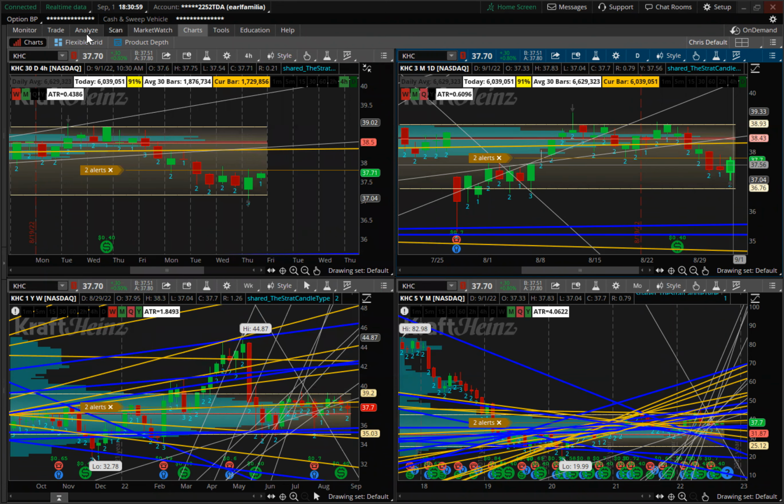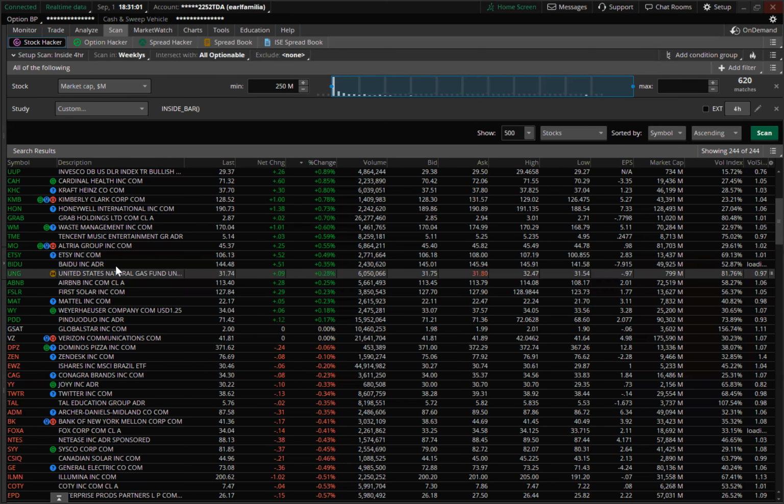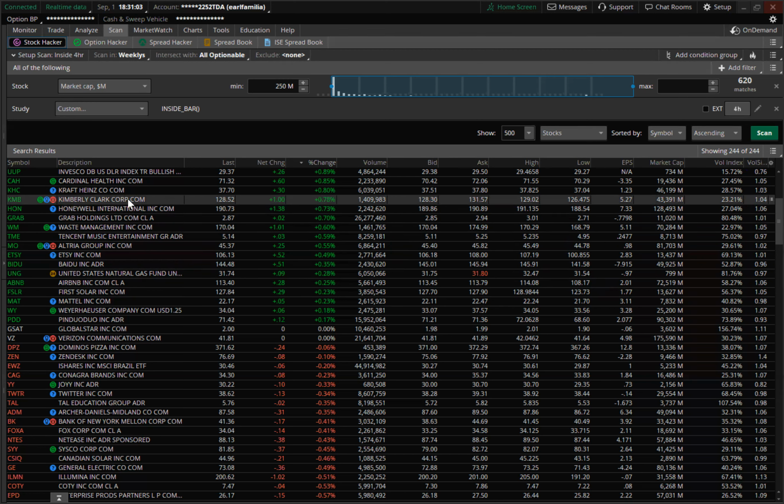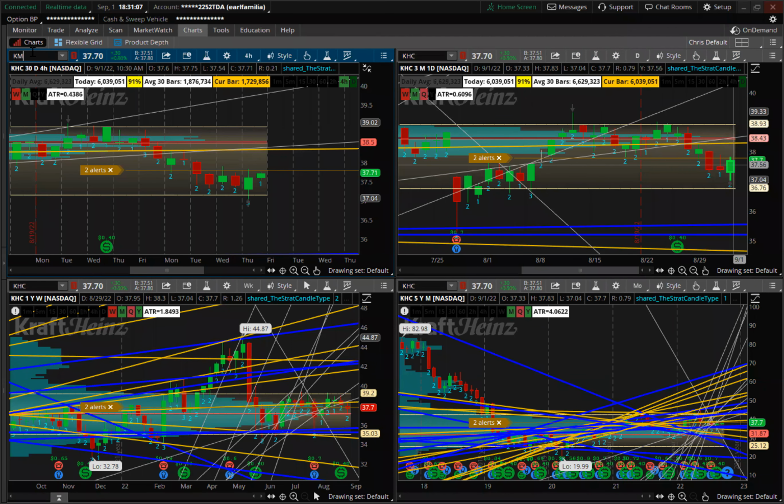All right, KHC looks decent. We got KMB, we got Honeywell, we got MO. So it's a lot of staples on here. So just try to look and identify the ones that are the best setup or the best position. Like for example, this KMB is right up under a broadening formation level.